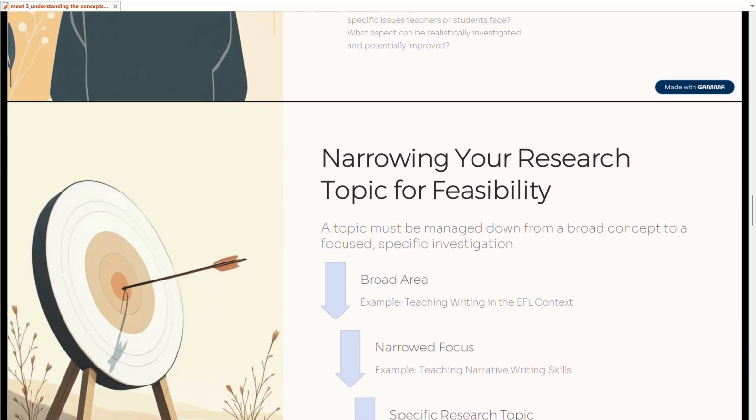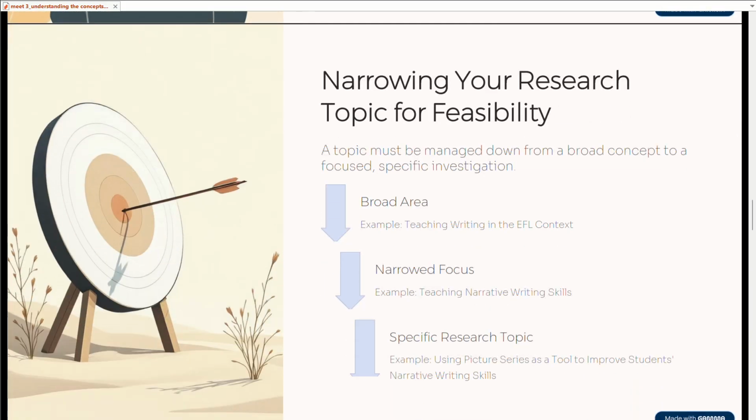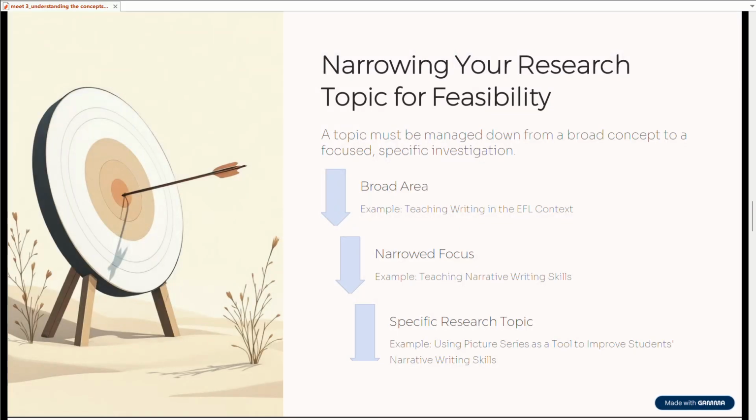is this one. We still need to narrow our topic for feasibility. The topic must be managed down from a broad concept to a focused, specific investigation. For example, here from the broad area to the narrowed until the specific research topic. If we think about teaching writing in the English as a foreign language context, this is very broad. So we still need to narrow the focus.